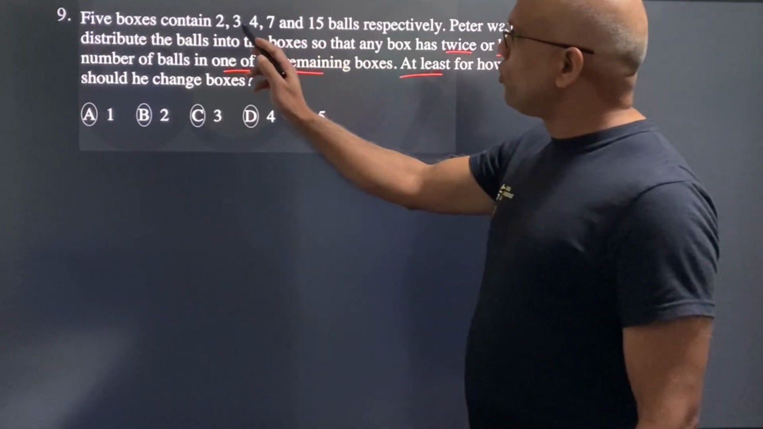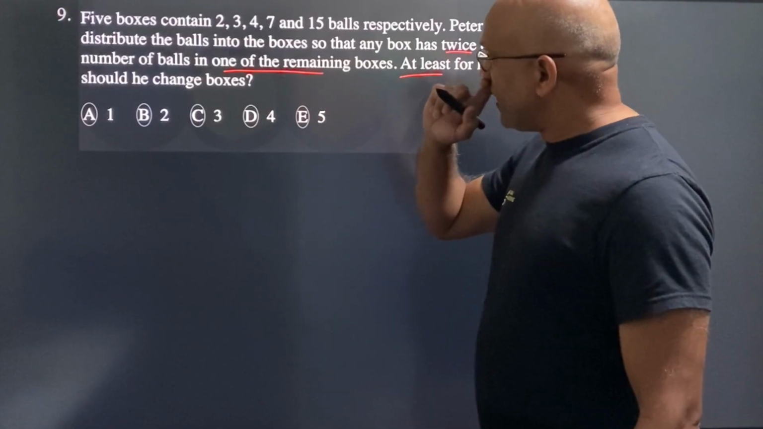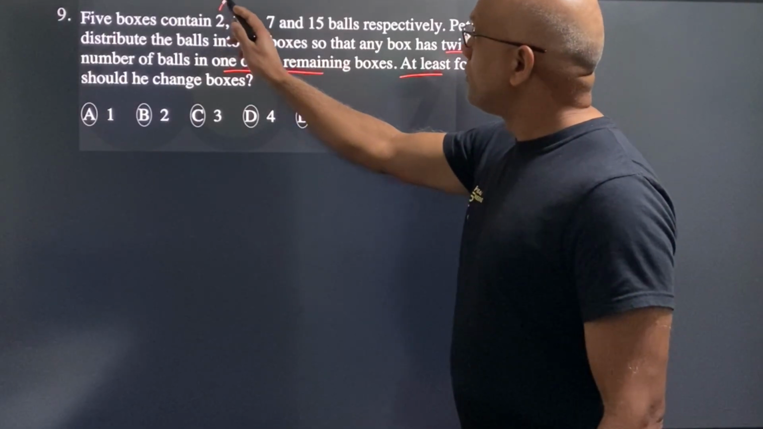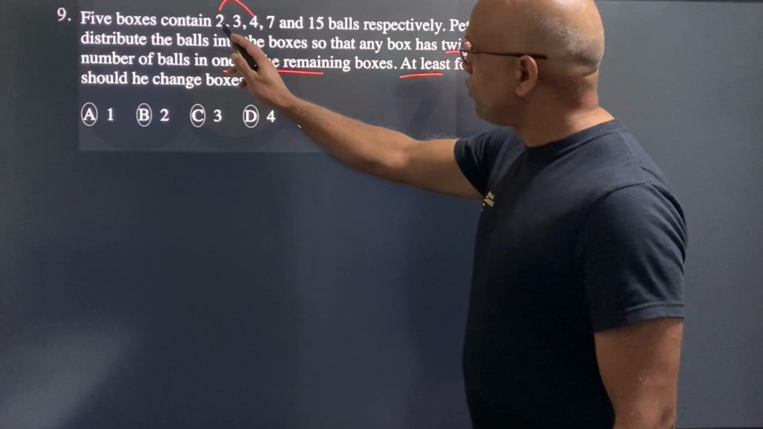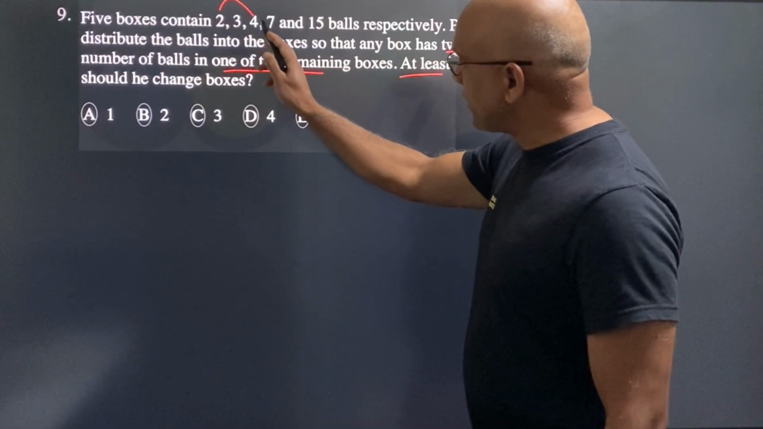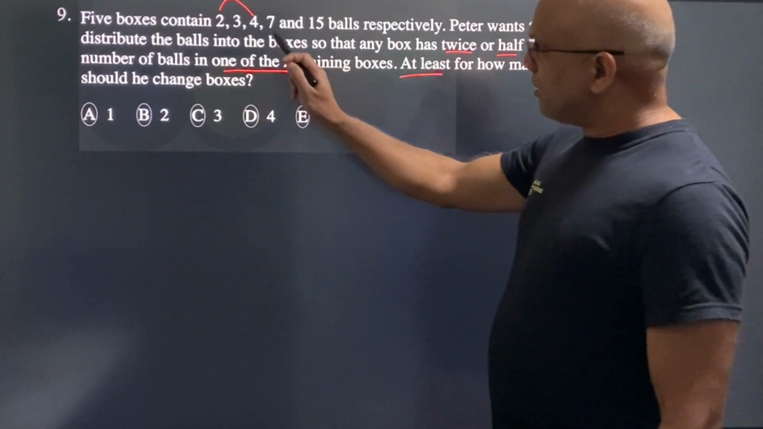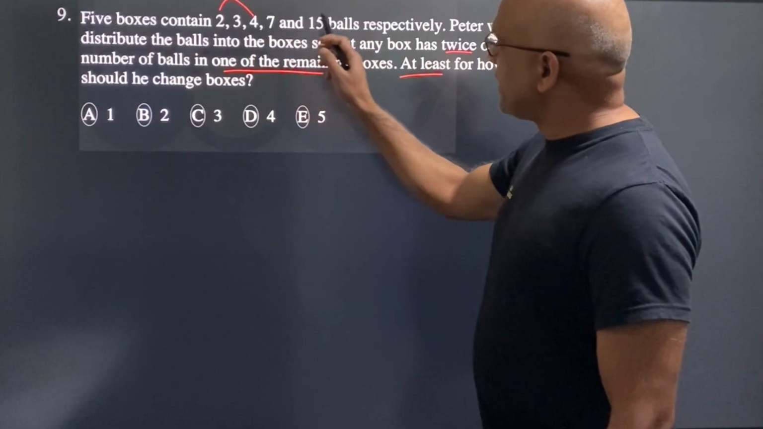So I have 2, 3, 4, 7 and 15. If I take 2 and 4, it is matching. So 2 has twice of that, that is 4. 4 has half of that, that is 2. The problem is with 3, 7 and 15.